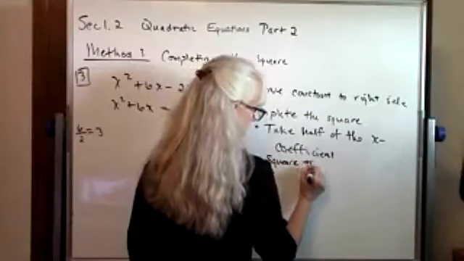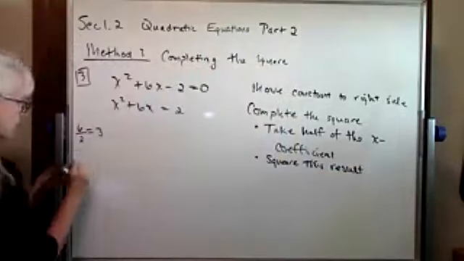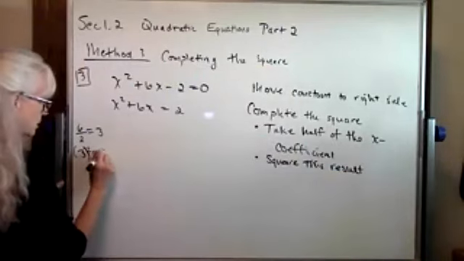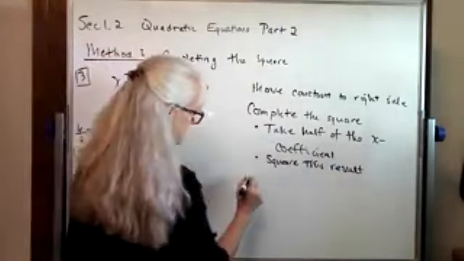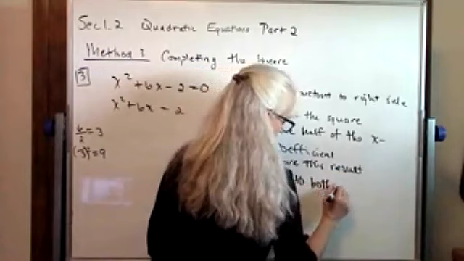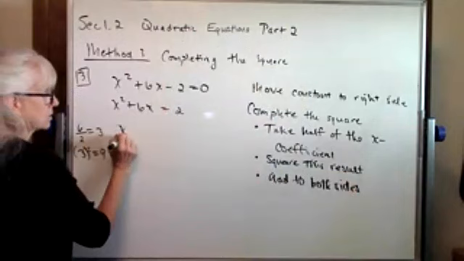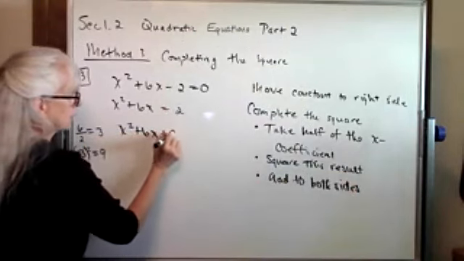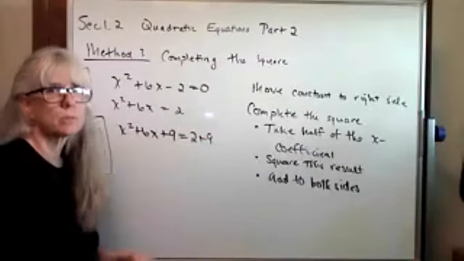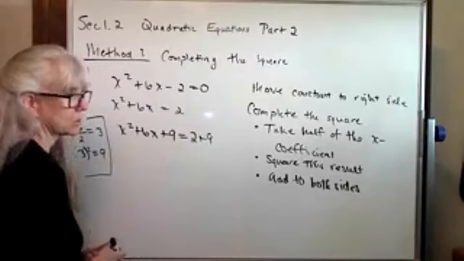So I'm taking that 3 and I'm going to square it. It's called completing the square. So 3 squared is 9. Now what I'm going to do is add that to both sides. So when I rewrite my equation, I've got x squared plus 6x plus 9 is equal to 2 plus 9. In other words, you can do whatever you want as long as you do it to both sides. So I added 9 to both sides. I maintained the equality of that equal sign.